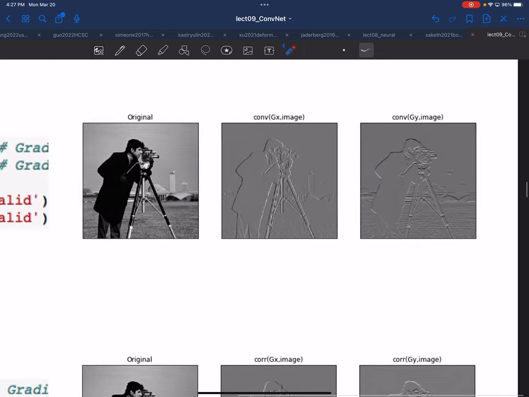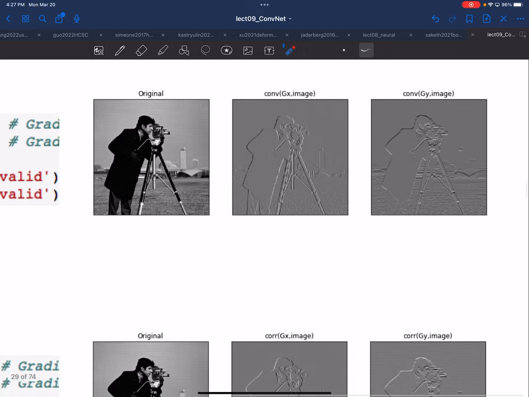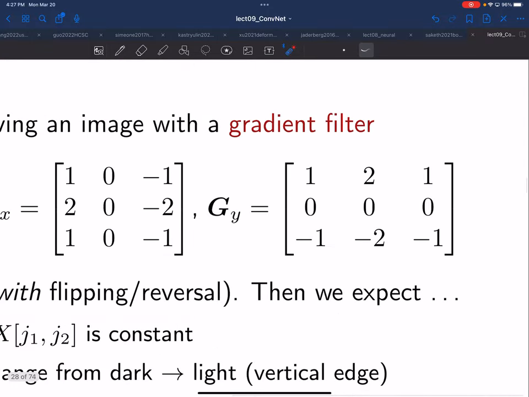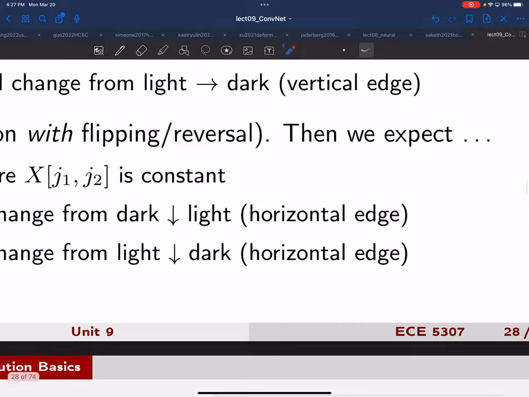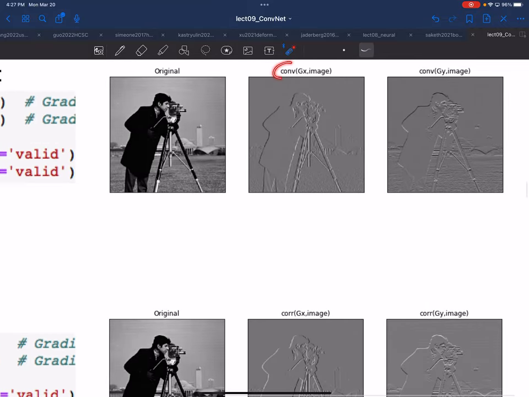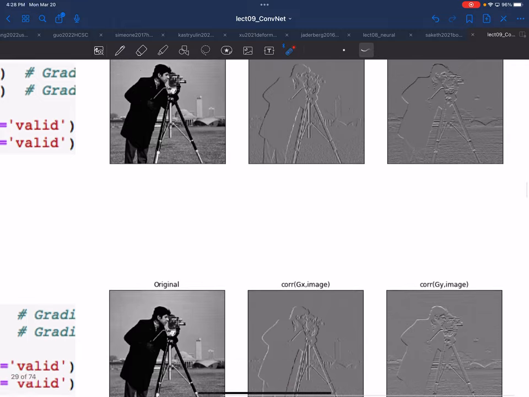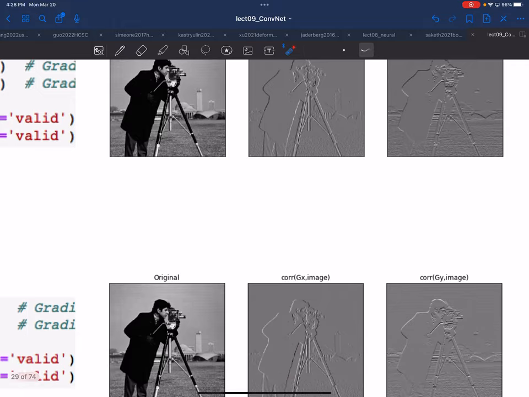Oh yeah, and so this is convolution. With correlation, remember that means we're flipping the kernel. For these kernels, if I flip this horizontally and vertically, flipping it vertically does nothing because it's symmetric vertically, but flipping it horizontally just changes the sign. So that will change the polarity of the output. And so what you see is when we go from convolution to correlation, these black edges turn to white edges, and vice versa, just as expected.